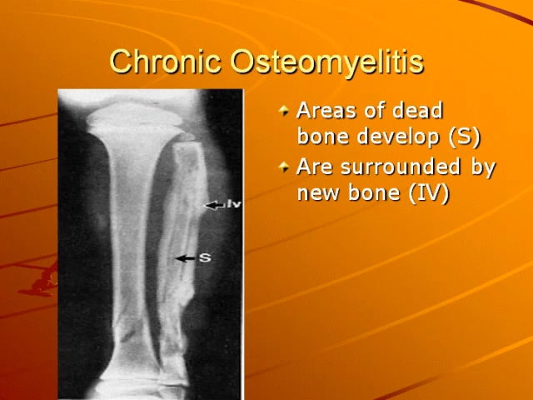You can see here, this is all we're going to talk about here. Usually you see chronic osteomyelitis in people who have open wounds. Again, very common in your diabetic patient. And you can see here areas of dead bone that develop and are surrounded by areas of new bone that you can see on the X-ray.